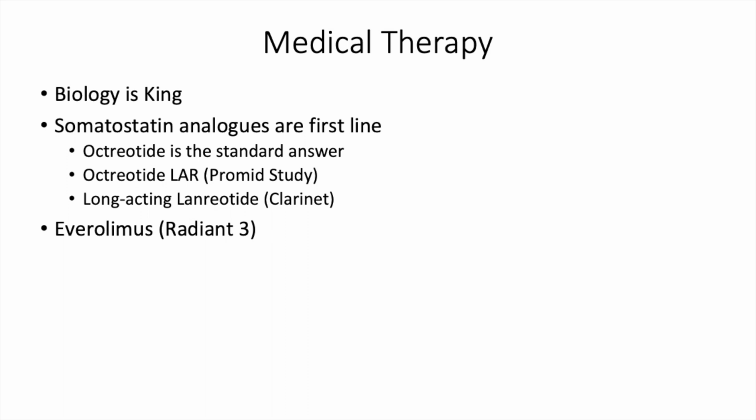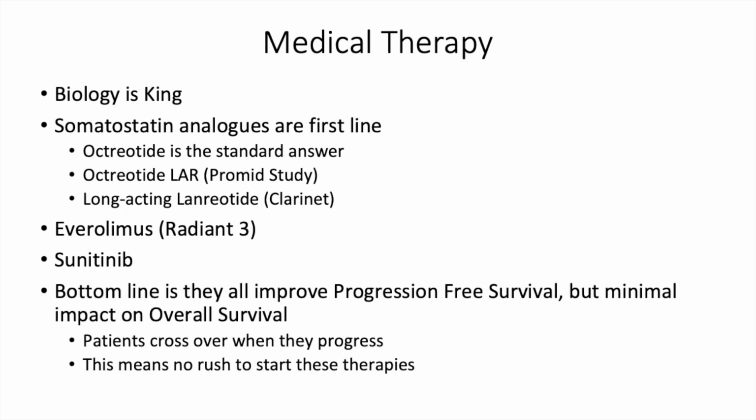And then everolimus, which is a TKI, has been studied in a phase 3 trial. That's an option. And then sunitinib is an option. I would just know those are options. I don't want to go into it too much. But all these drugs have been shown to improve progression-free survival, but there's minimal impact on overall survival because all these trials allowed for crossover when patients progressed. So bottom line is you don't need to start these therapies right away. There's no role for adjuvant therapy after resection. So if you resect someone who's high risk for recurrence, you don't put them on somatostatin analogs. You just wait until they recur and then put them on it.